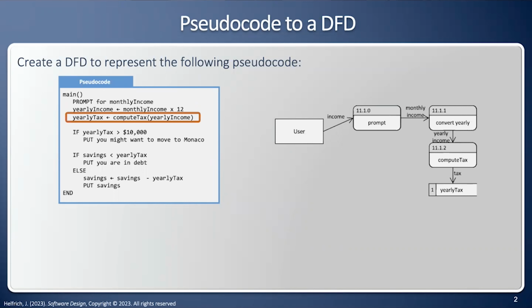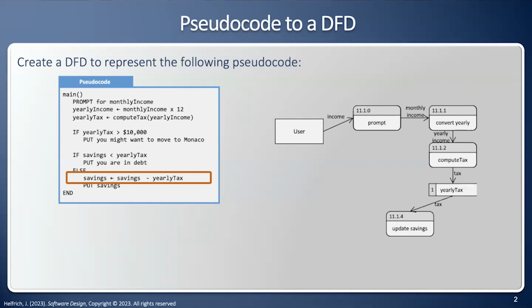Now notice I do have monthly income and yearly income as data stores, but I just use them for a moment. But yearly tax will be used several times, so I'm going to call that a data store. Next, we're going to have our savings computes from yearly tax. And we're going to store that in our savings variable.